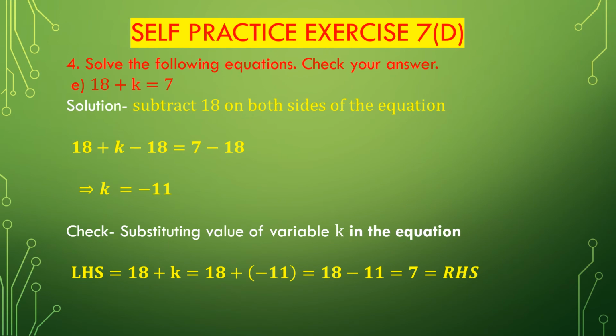Now we solve question number E part. 18 plus k equal to 7. 18 plus k is on the left hand side and 7 is on the right hand side. Here the plus symbol is here, so we have to subtract 18 on both sides. Subtract 18 on both sides of this equation to get the variable k. If we subtract 18 on both sides of this equation, we get the variable k. So we have to subtract 18 on both sides of this equation. We get 18 plus k minus 18.